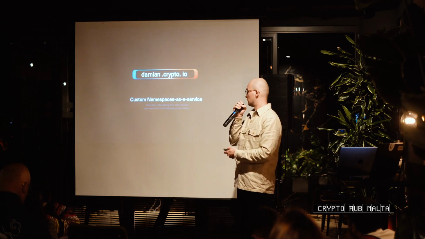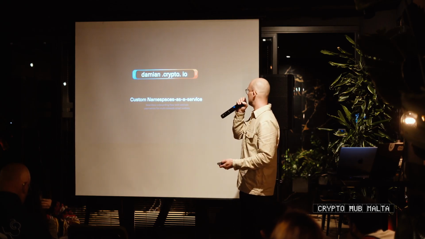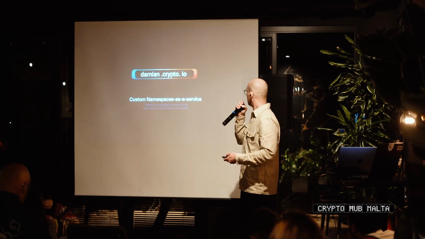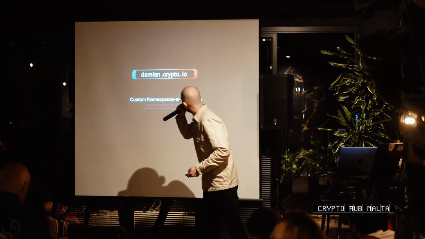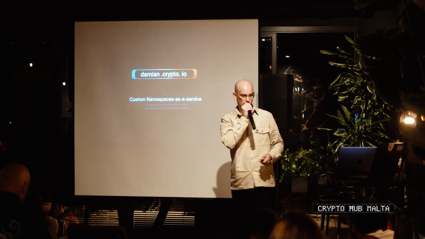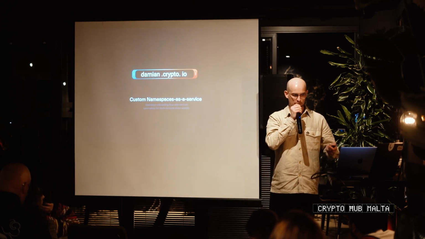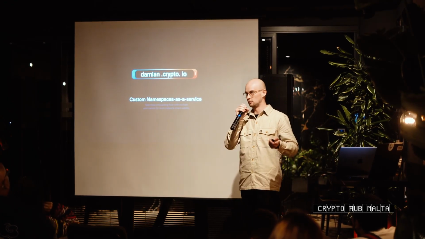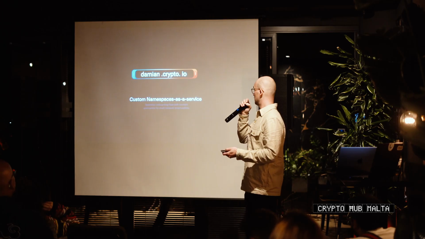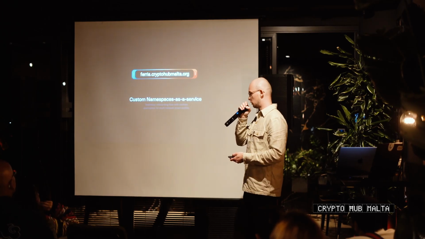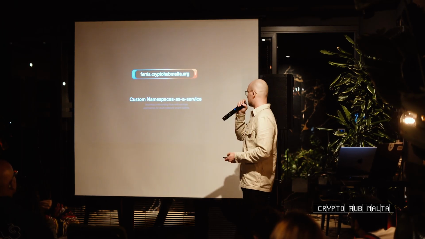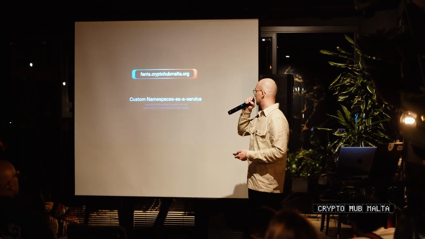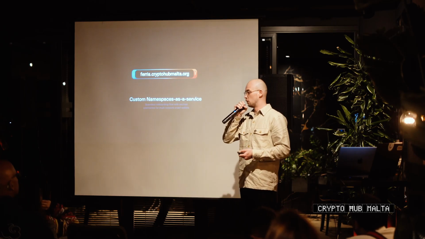And this is what it looks like. Then you can have one name dot another name dot something. The contrast is quite bad right now, but it can be dennis.native.id, paula.smart.eth, michael.native.id, or it can also be ferris.cryptohubmalta.org.